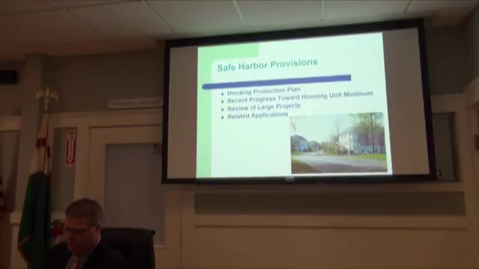If it's between 5,000 and 7,500, the threshold is 250 units. If it's between 2,500 and 5,000, the threshold is 200 units. And if it's less than 2,500 units, it's 6% of all housing units.